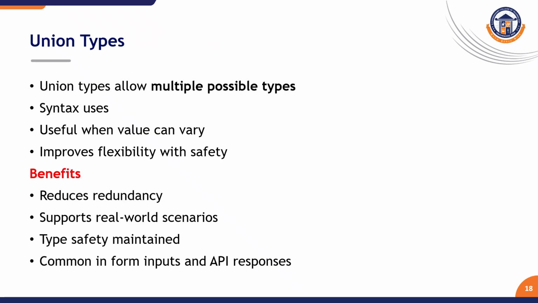Union types. Union types allow multiple possible types. The syntax uses a pipe symbol. It is useful when a value can vary. It improves flexibility with safety. Benefits: reduces redundancy, supports real-time scenarios, and type safety is maintained. It is common in form input and API responses.